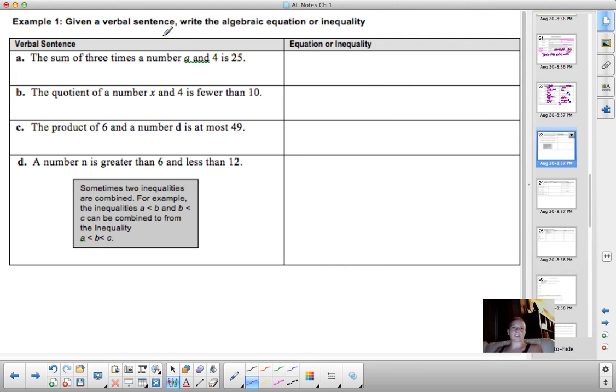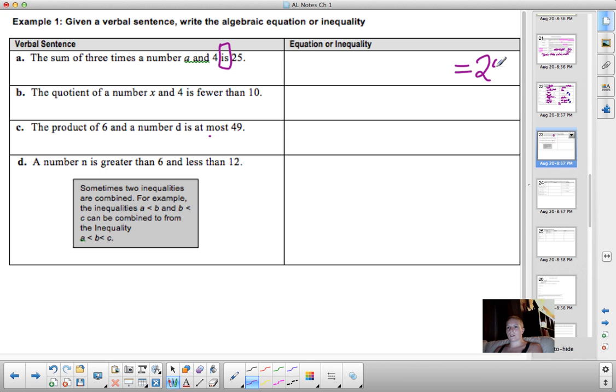Given a verbal sentence, write the algebraic equation or inequality. When I start these problems, I always start by looking for that word "is," because that tells me where the open sentence is balanced. "Is," in this case, is 25. So actually the right side of this problem balances out pretty quickly.